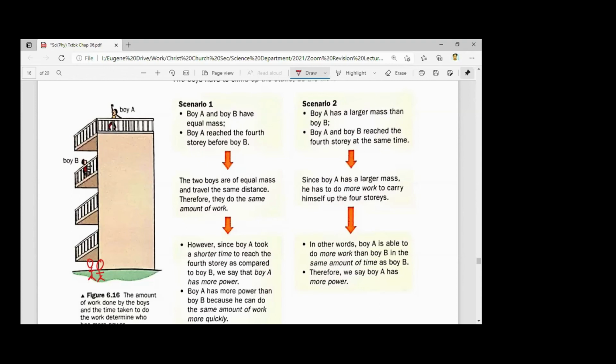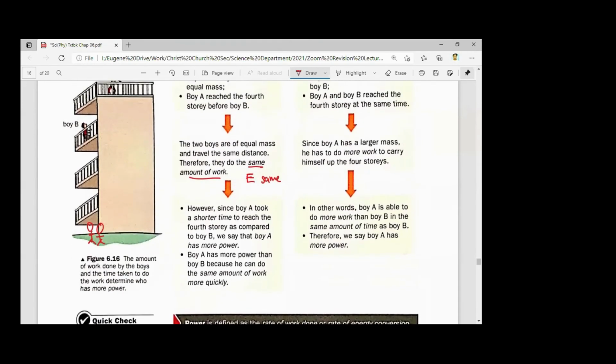Now, boy A reached the 4th story before boy B. So boy A was faster, right? Since they have equal mass, they travel the same distance, because from the bottom to the top, they did the same amount of work. So the energy consumed is the same for the boys to move from the bottom to the top.